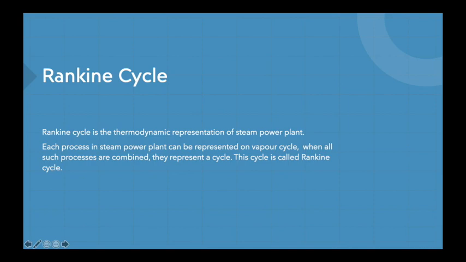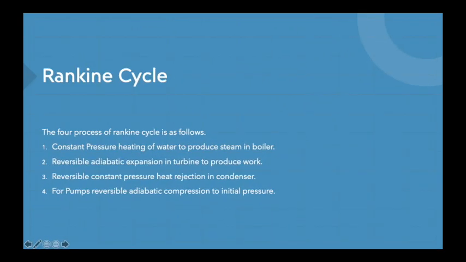So when all these processes are combined together in any thermodynamic chart like a TS chart or HS chart or PV chart, we get a cycle. So this cycle is called a Rankine cycle. Now let's talk about the different processes of a Rankine cycle.